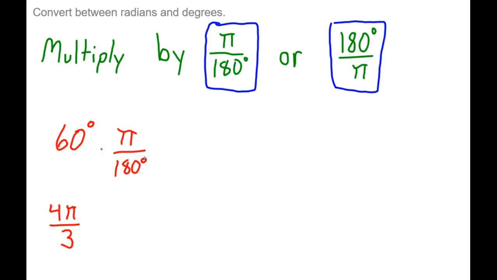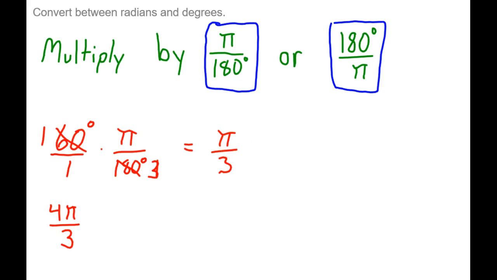Now we want to look to simplify this. This is the same as 60 over 1. I'm looking at the numerator and denominator, seeing if they have any factors in common. 60 and 180 have 60 in common. So if we take a 60 out of each of those, we're left with a 1 and a 3. So now if we simplify, we have pi over 3 radians. So 60 degrees is equal to pi over 3 radians.